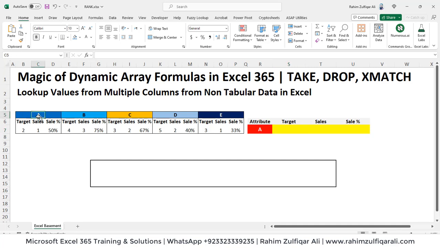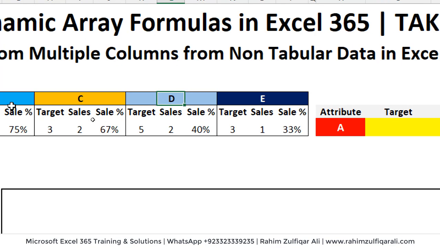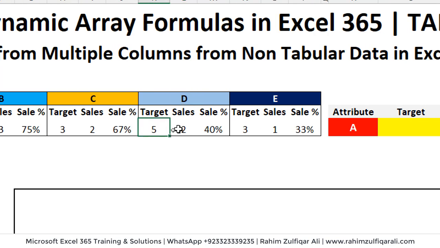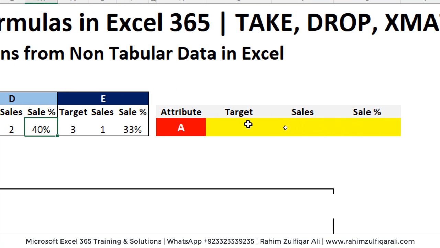We have different attributes, and every attribute has three columns: target, sales, and sale percentage, right? And we want to look up attribute wise. So let's say I want to create a drop down menu in this particular cell, and when I click on any attribute, for example if I select attribute D, so attribute D target number, sales number, and sale percentage number should be looked up in these yellow highlighted cells.